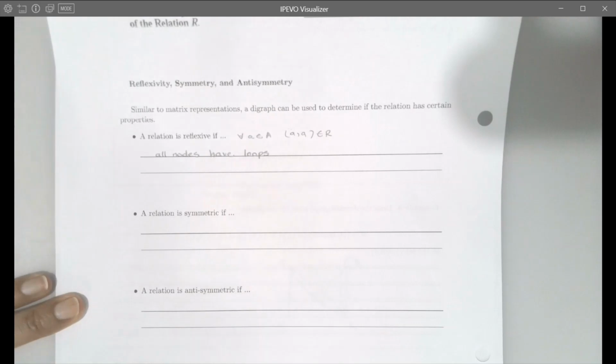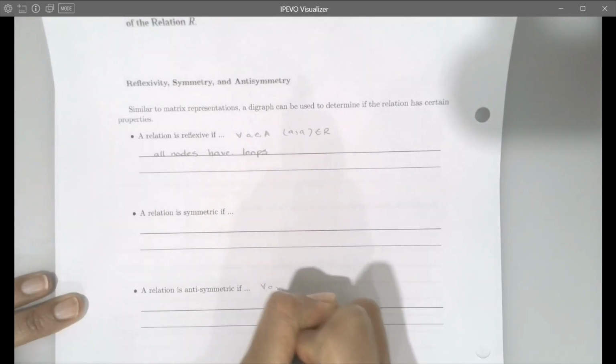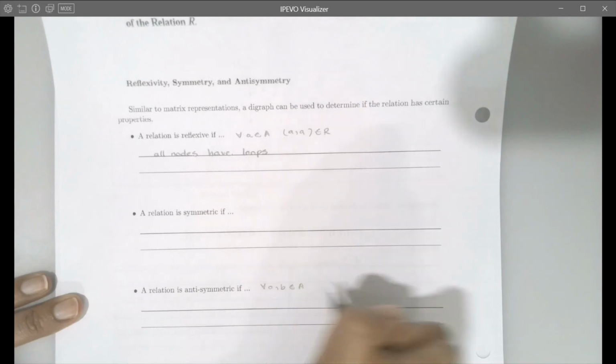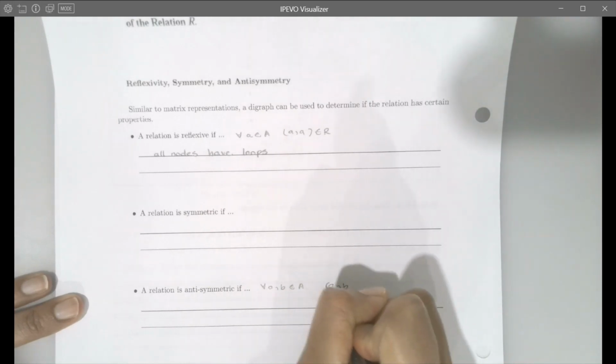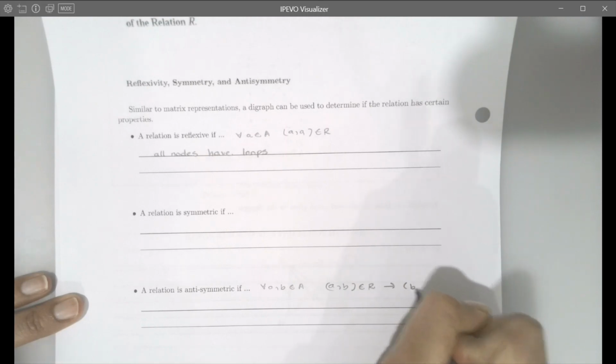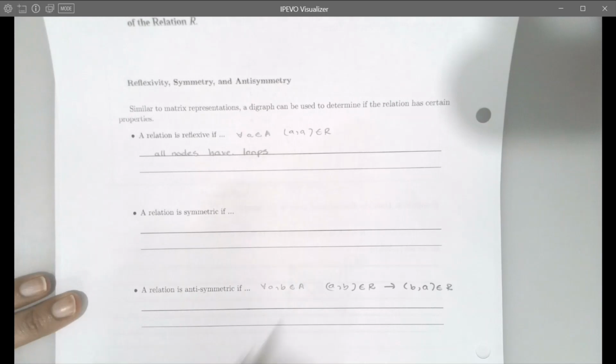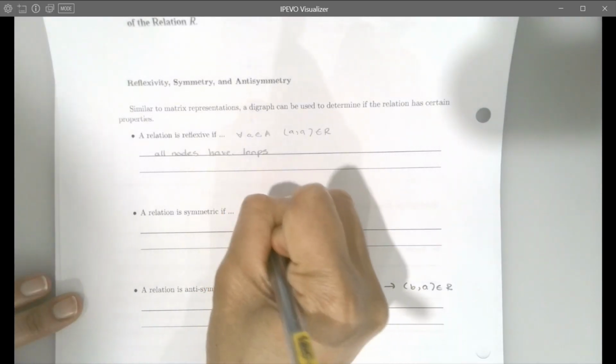And what about symmetric? Well, symmetric meant that for any two elements in the domain, if A comma B was part of the relation, then that meant that B comma A would also be part of the relation. Oh, and I wrote it at the wrong place. Let's write that up here.